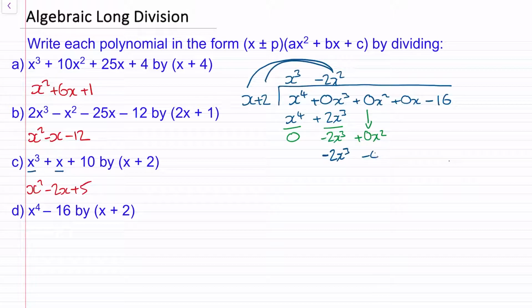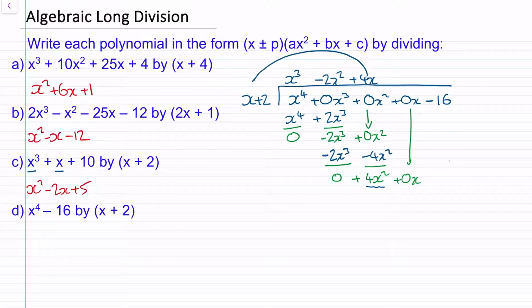So now we'll multiply this out, we get negative 2x cubed minus 4x squared. The difference in the x cubed term is 0, and in the x squared term we've got 0, take away the negative 4, which is positive 4x squared. And then we'll drop down the 0x. We'll divide this term by x to get 4x, and then we'll multiply it out again. So we have 4x squared plus 8x. And the difference in the x squared term is 0. Here we've got 0 take away 8x, which is negative 8x, and then we'll drop down the negative 16.